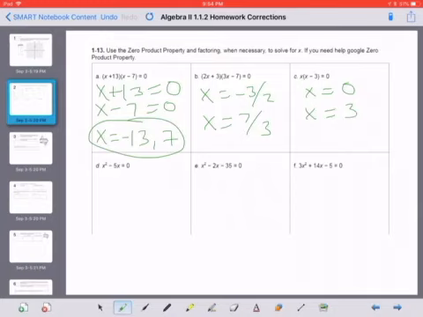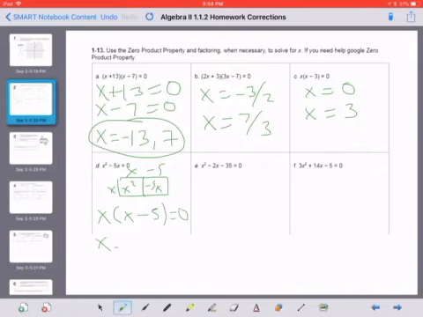D, I have to do a little bit of factoring, so I can actually just make a table. So x squared and negative 5x. So we get x and x minus 5. So I have x times x minus 5 equals 0. So I know that x is either 0 or 5.